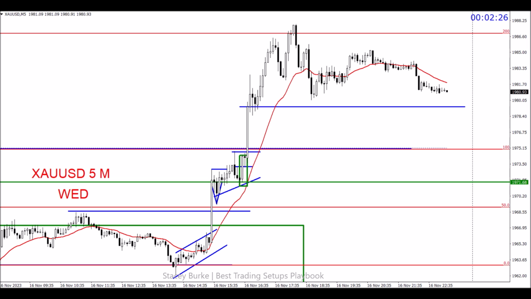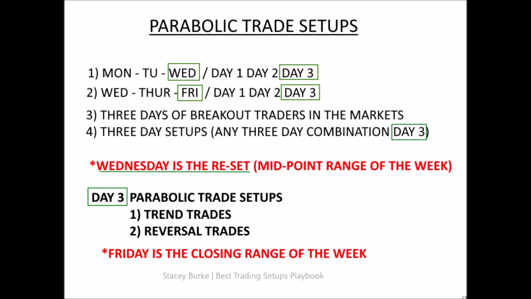Coming back to the templates. When a new week starts, I have a new template. Within that week, within those 3-day templates, I may have other opportunities in the sessions that I'm trading. 3-day setups, 3 days of breakout traders in the markets, 2 types of trades, trend trades, reversal trades, pump and dump templates on the day, dump and pump templates on the day. 9:30 New York Open for equity markets. May I get a first hour opportunity after news? Absolutely. But it has to align itself with the longer time frame opportunity.